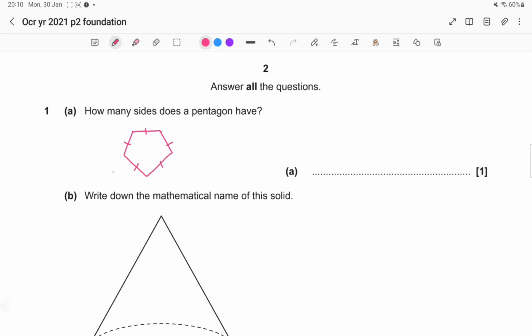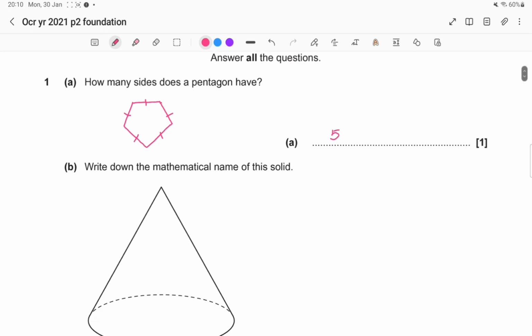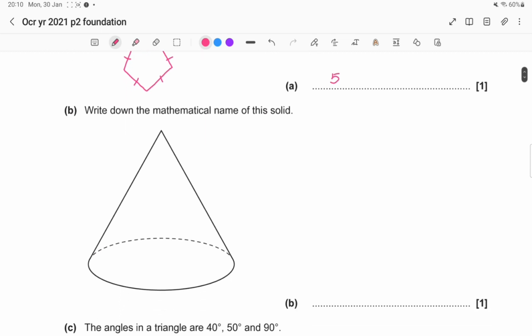A pentagon looks like this and it has 5 sides. A shape with 6 sides is called a hexagon, 7 sides heptagon, 8 sides octagon, 9 sides nonagon, and 10 sides is decagon. Write down the mathematical name of this solid.